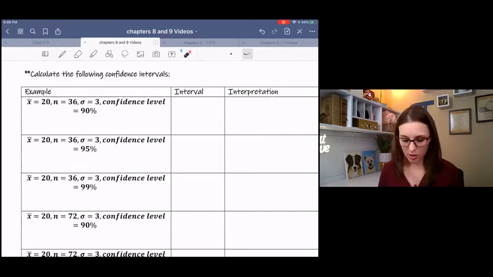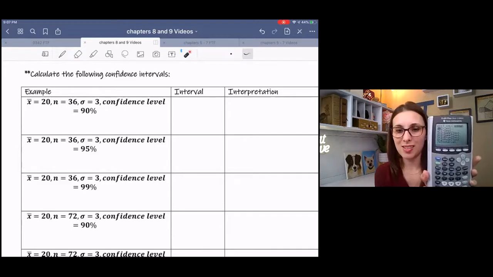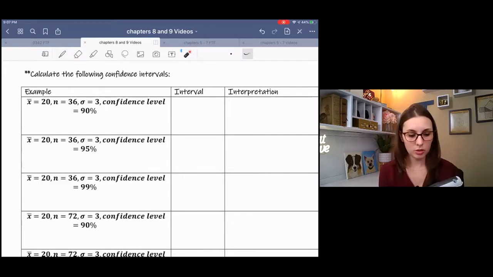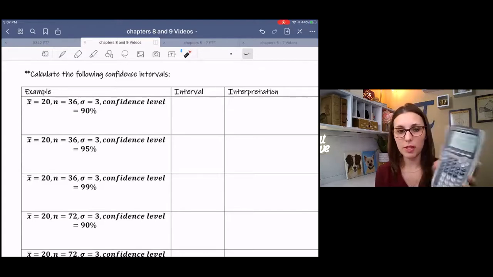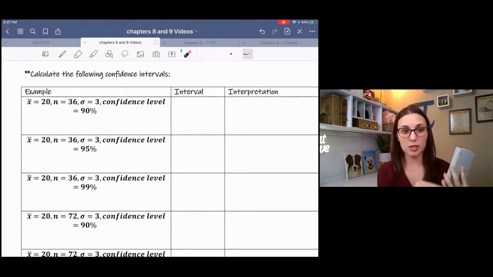So you go to Stat, scroll over to Tests, and then down towards the bottom, at least on mine, it says Z interval. Enter. I want to input stats, not data, because I'm given the literal statistics. My population standard deviation is 3. My sample mean is 20. My sample size is 36. My confidence level is 0.90. Calculate.